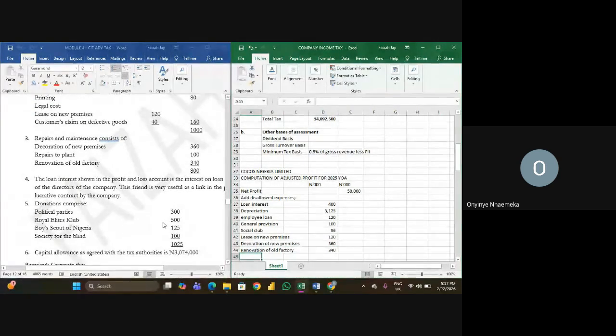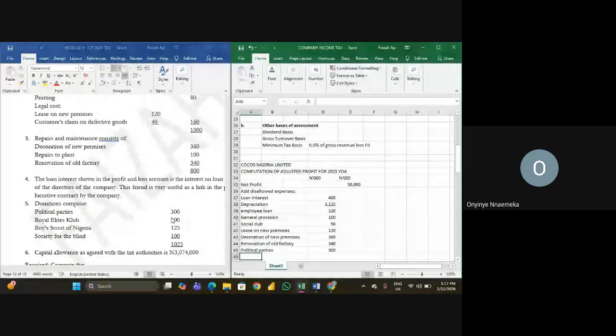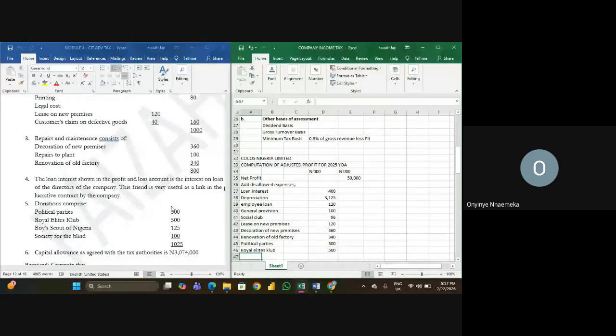So now let's go. We have already disallowed this loan. Donation. Donation to political party, is it allowed? Allowed. They don't ask you to be doing PDP, APC parties. So we have 300. Royal Elite Club, uncle. Disallow. How much? 500. Boy Scouts, allowable expenses. Allowed. Society for Blind, allowed.